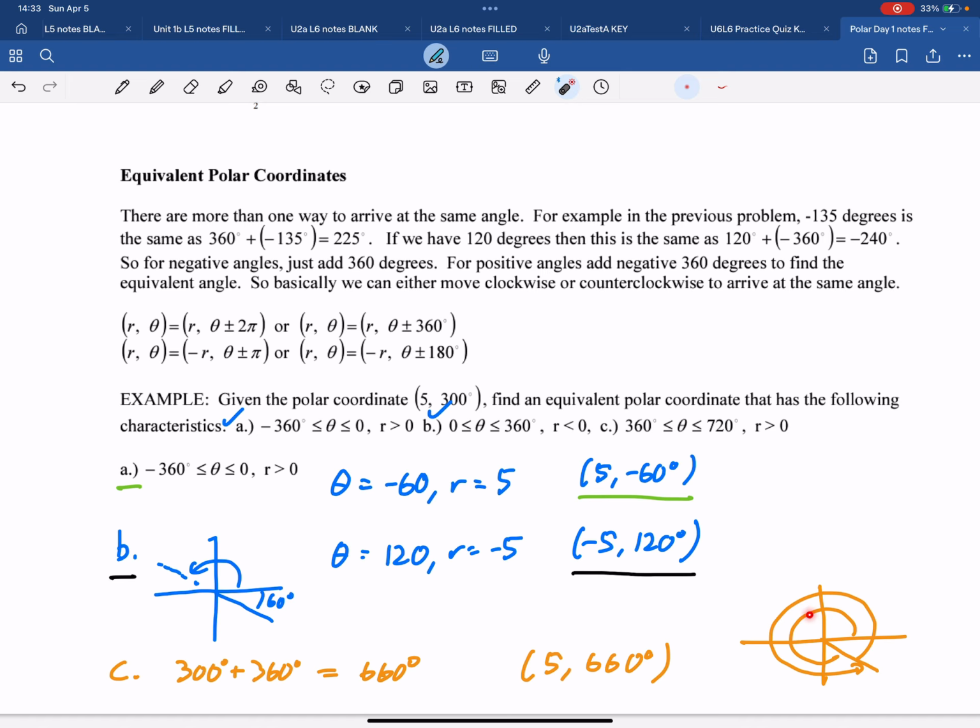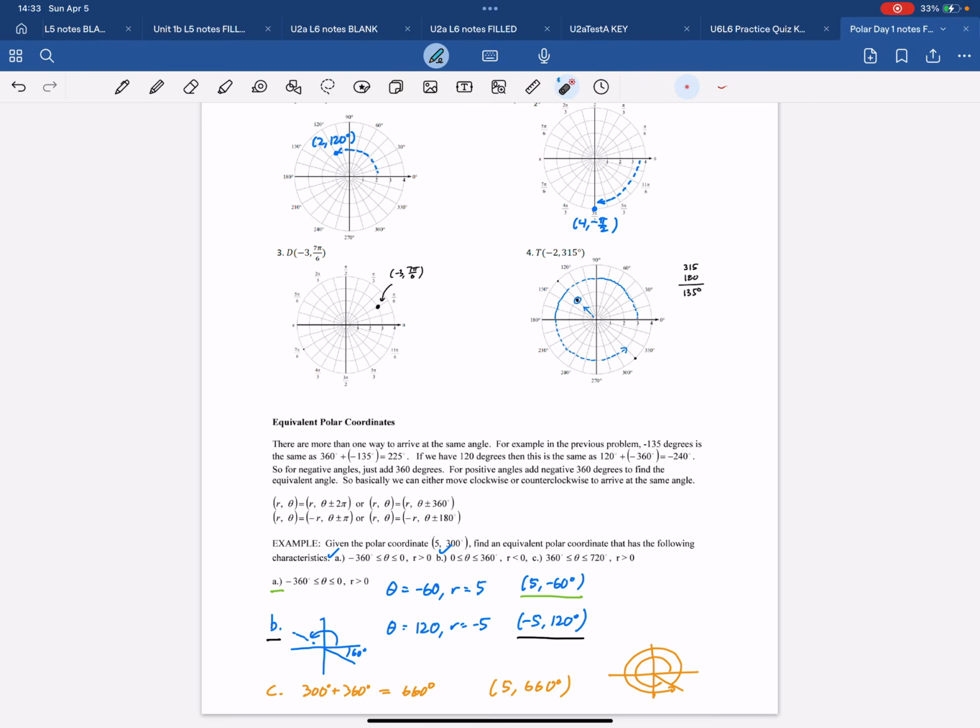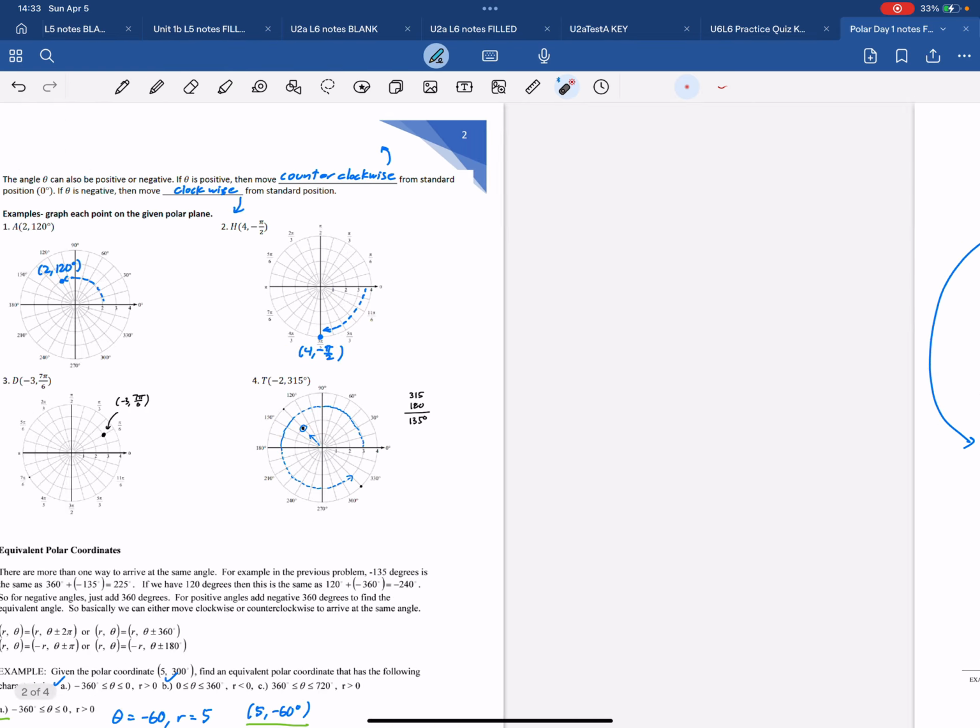So if this is one rotation, right, around to 300 degrees, we'll take that, but then we'll rotate another 360. So that puts us at 660, and we go in the same direction. So 660 is the same endpoint also.